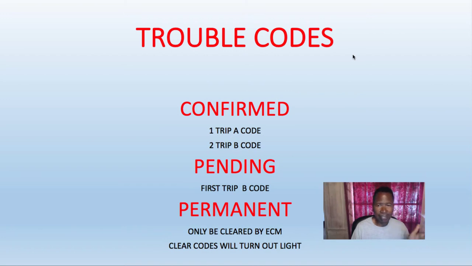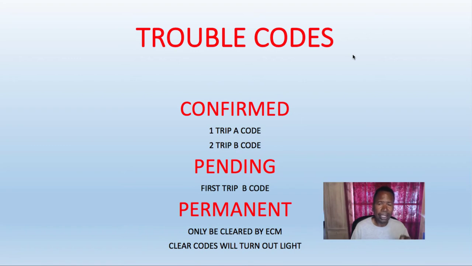Type B, because you can't have the light turning on every time it sees a code. So they want to make sure that the code is legitimate. Most codes are type B, unless it's something really severe, like a misfire, air fuel, or open or short circuit. That would be a type A code. Turn the light on right away.